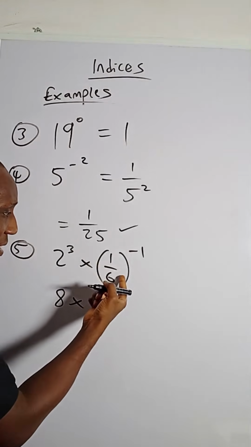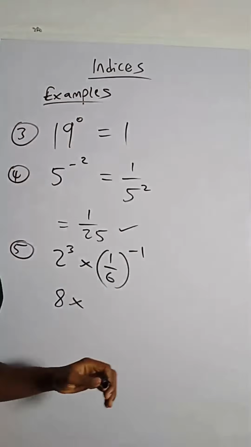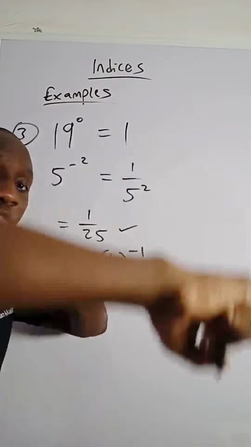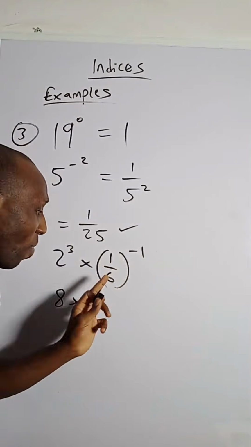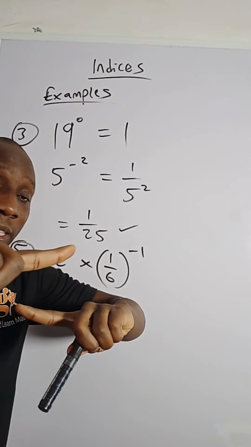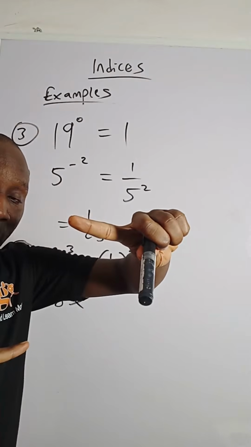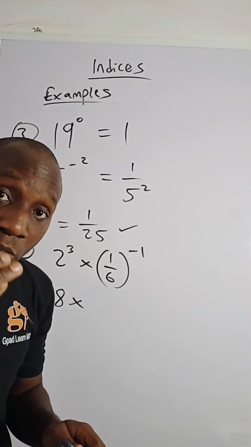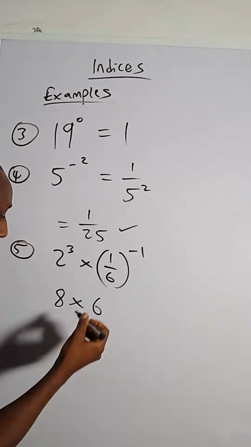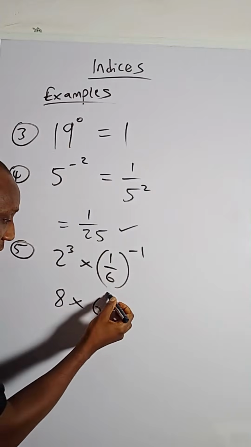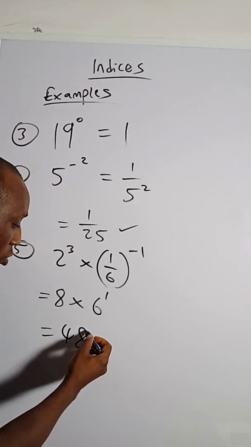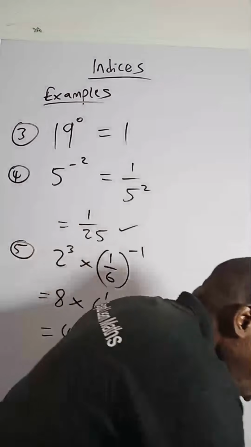What about 1 over 6? But we have a negative sign there. This negative sign, we take the reciprocal of the number. So when you take the reciprocal of 1 over 6, that will become 6 over 1, which is also 6. So this one is 1. If you write 1 here, it doesn't change anything. So what is 8 times 6? 48. So those that said 48, they are correct. Great job.